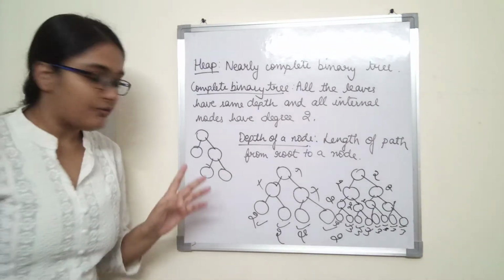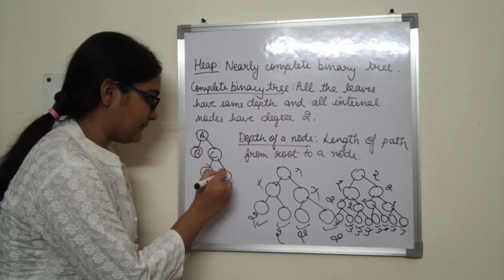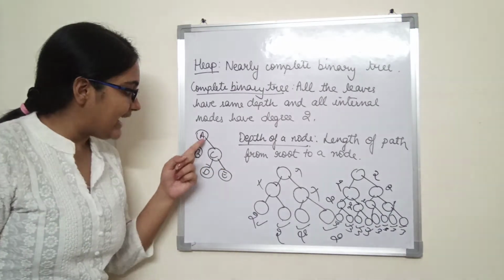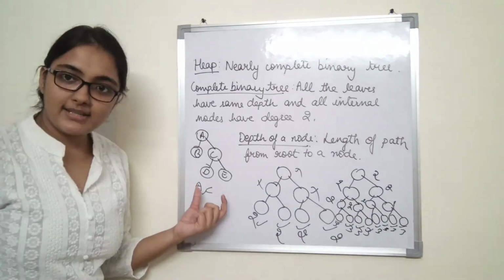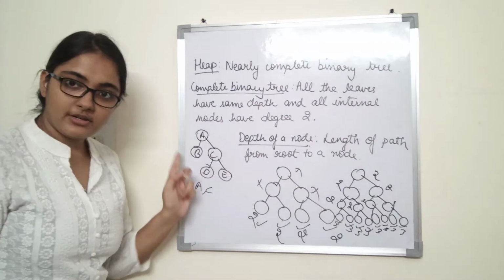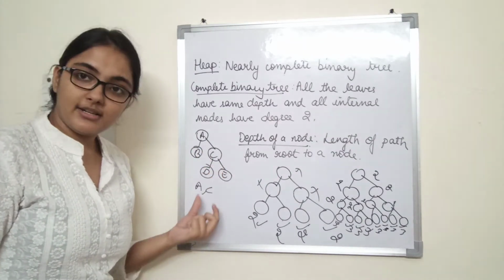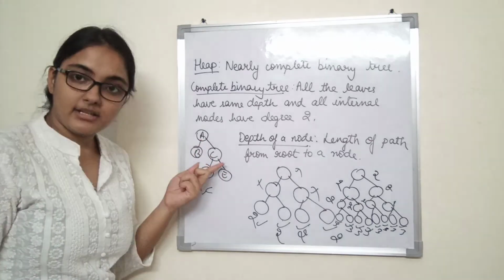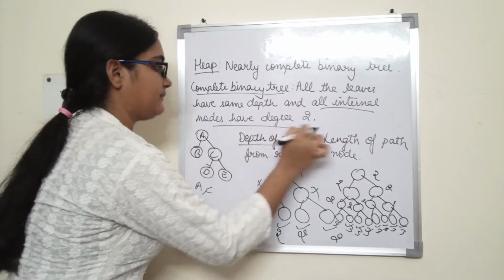So what are the internal nodes here? Let the nodes be A, B, C, D, E. Internal nodes are A and C, because they have children. What is the degree of the internal nodes? 2 children. A has 2 children, B and C. C has 2 children, D and E. So A and C, the internal nodes, have degree 2. So this condition is satisfied.